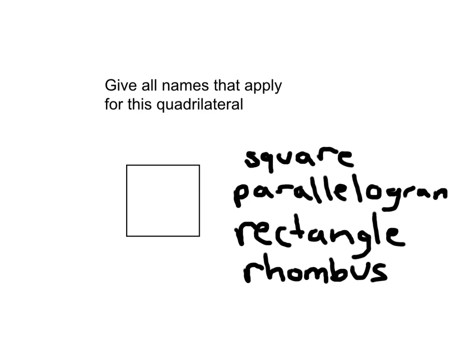So this quadrilateral can be named 1, 2, 3, 4, 5 different ways. So now you know all about quadrilaterals and those special types of quadrilaterals.